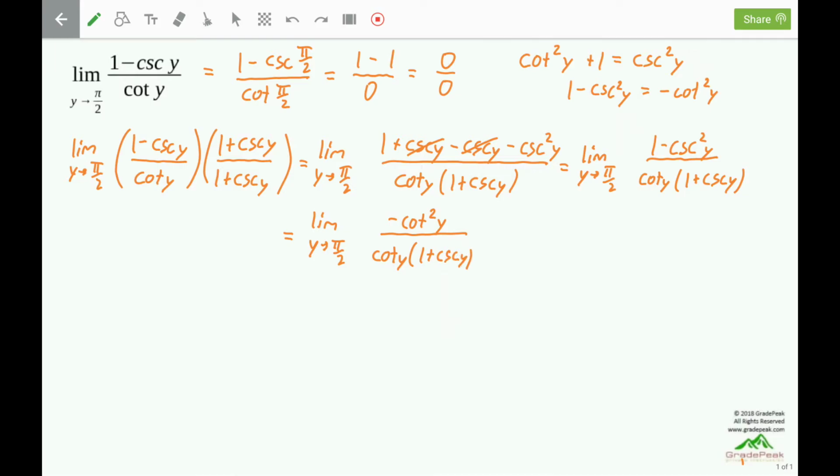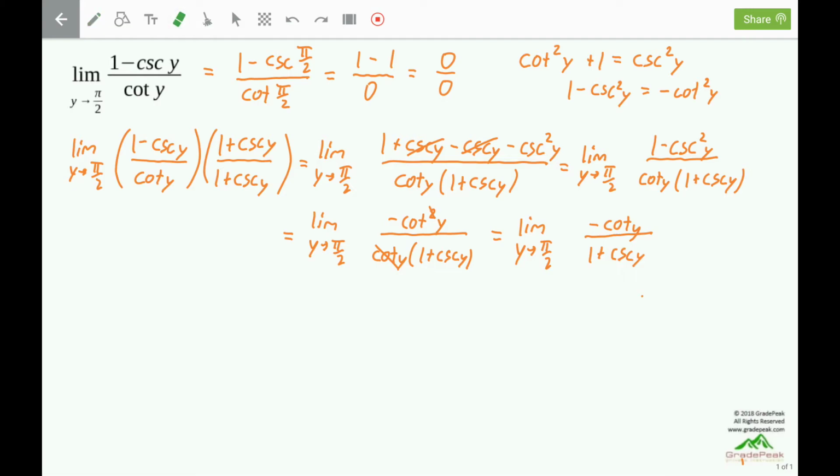And the cotangent of y is going to be 0 as y goes to pi over 2. And we need to cancel. There's 2 of them in the numerator. We can only cancel one of them out with the one that's in the denominator. But that should eliminate the 0 over 0 indeterminate form. We're left with a negative cotangent of y over 1 plus the cosecant of y.